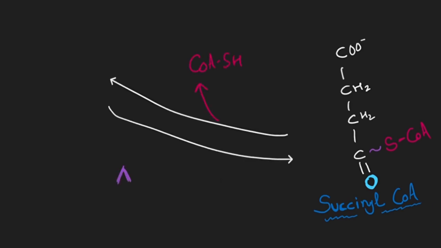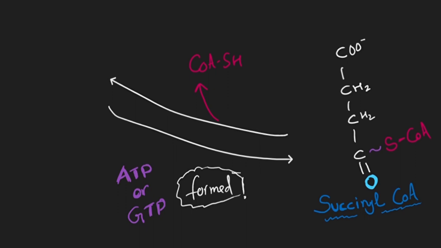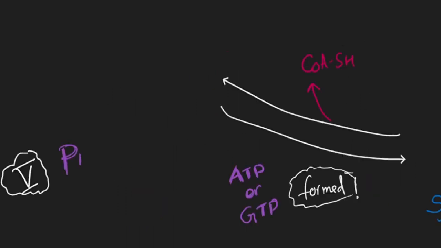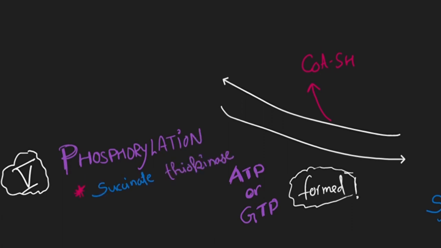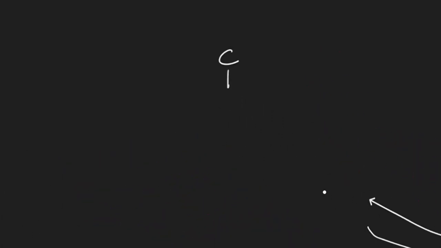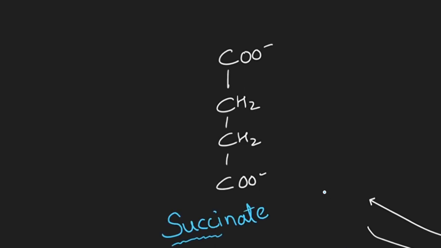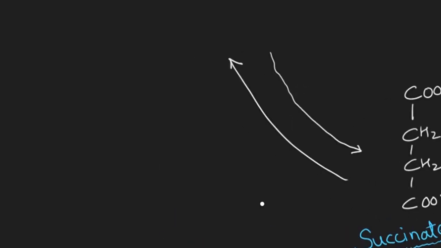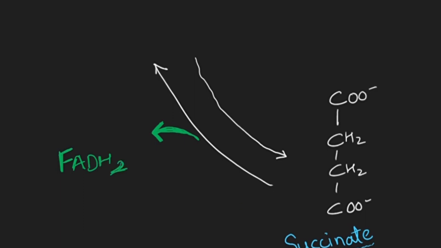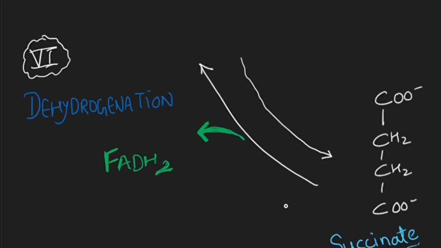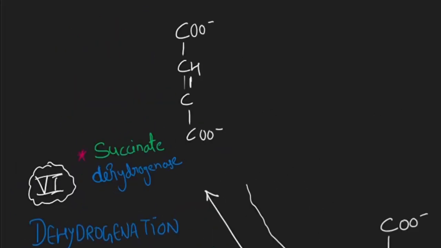Moving on to the next step, step 5, marked by the removal of coenzyme A, and here ATP or GTP is formed. That is why this step is known as phosphorylation, catalyzed by the succinate thiokinase enzyme. And in this reaction, succinate is formed. Let's talk about the next chemical reaction, where FADH2 is formed in this sixth step, which is called dehydrogenation, catalyzed by an enzyme called succinate dehydrogenase, forming fumarate as a result.